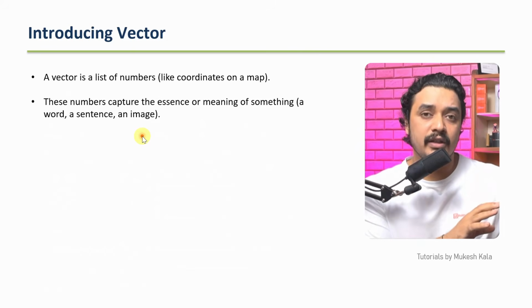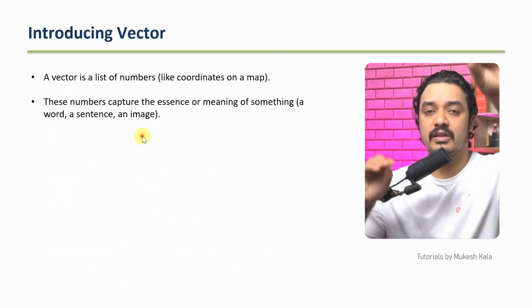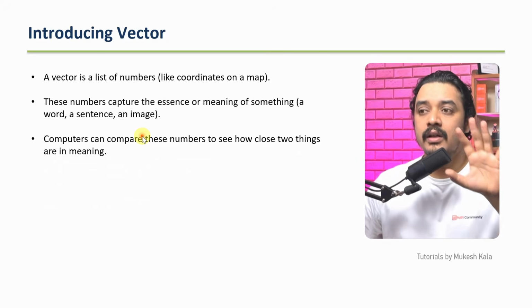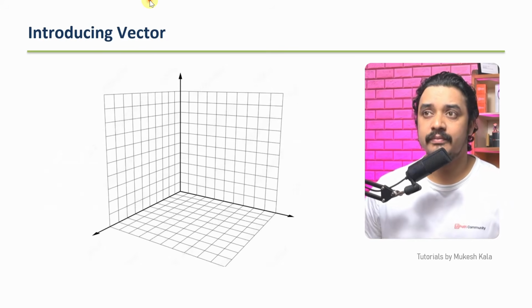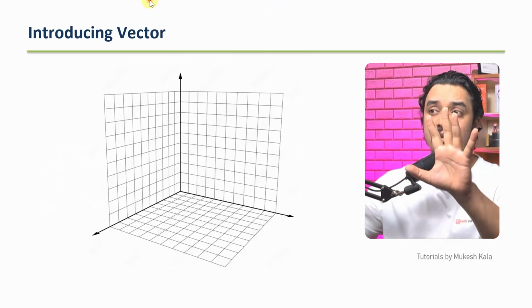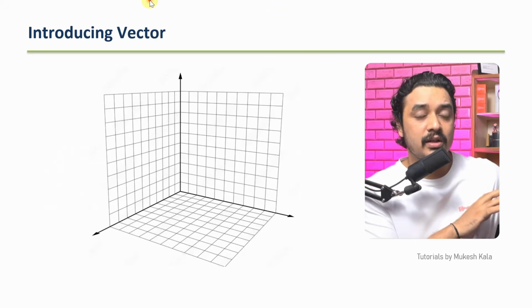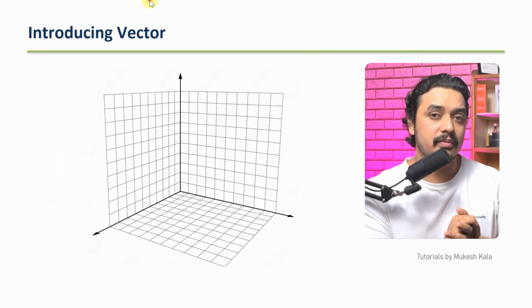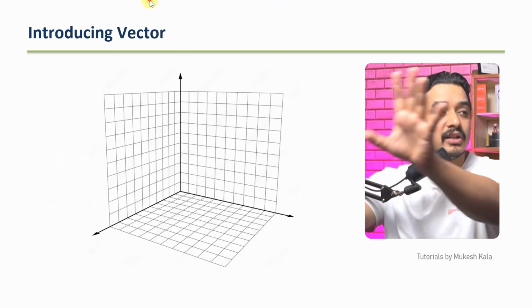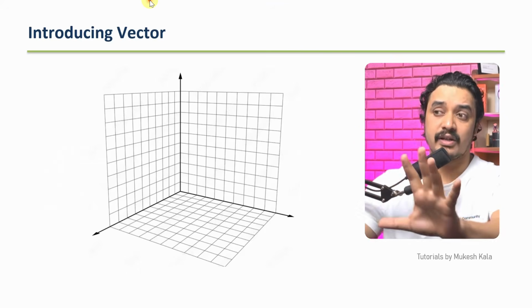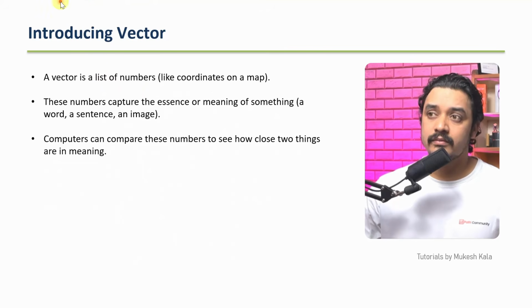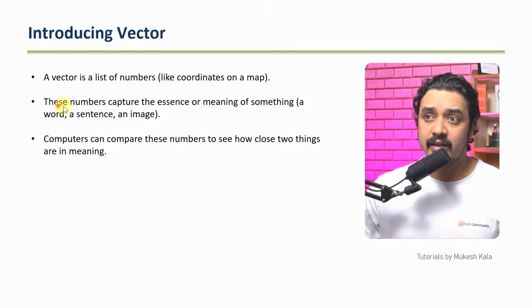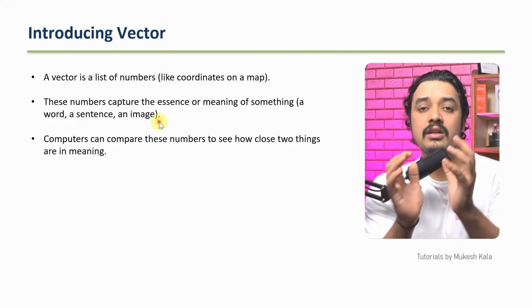In a traditional database, you store everything in rows and columns. In a vector database, the information is put on a map. Computers can compare these numbers with one another. What exactly do I mean by that? This is a vector. In my traditional SQL databases, I was storing everything in rows and columns. However, in a vector database, everything is stored in something like a 3-dimensional chart. This is just for illustration purposes. The good part is that these numbers are coordinates that capture a word, sentence, or image, and information which is close in meaning is stored close together.